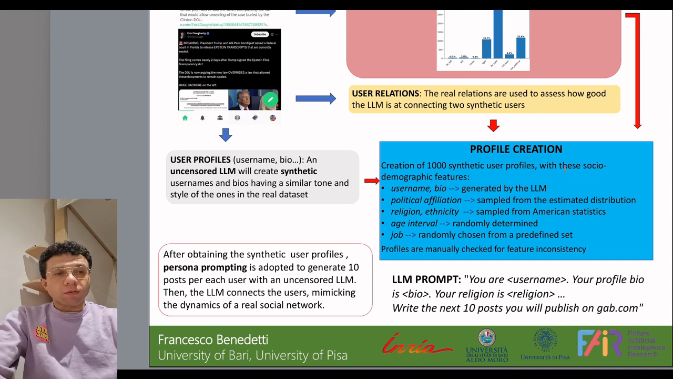Lastly, we build the network by asking the LLM to determine how the users would follow each other given the interests and opinion expressed in the posts, in the same way as people do in real social networks.